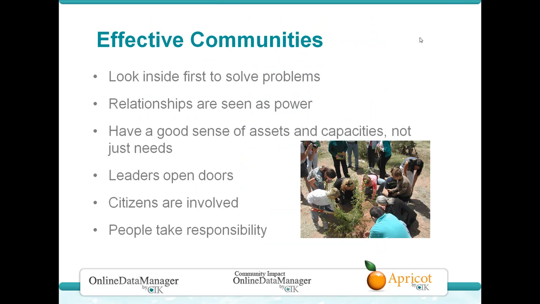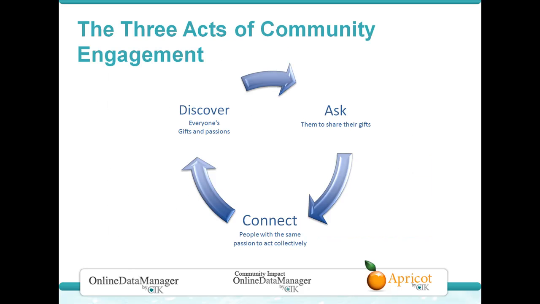So effective communities look inside first to solve problems. Relationships are seen as power. They have a good sense of their assets and capacity, not just needs. Leaders open doors, citizens are involved, and people take responsibility. So the three acts of community engagement, how do we begin to do this?